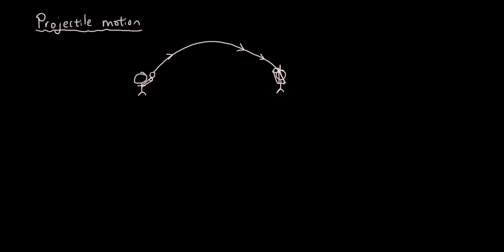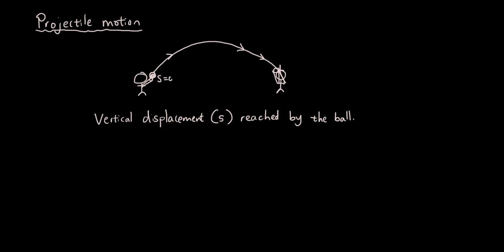So let's say initially the height of the ball is 0, and what we're looking at is the vertical displacement, for which we're going to use the symbol S because that's the convention for displacement, reached by the ball. So initially, when this person is holding the ball, S is equal to 0.